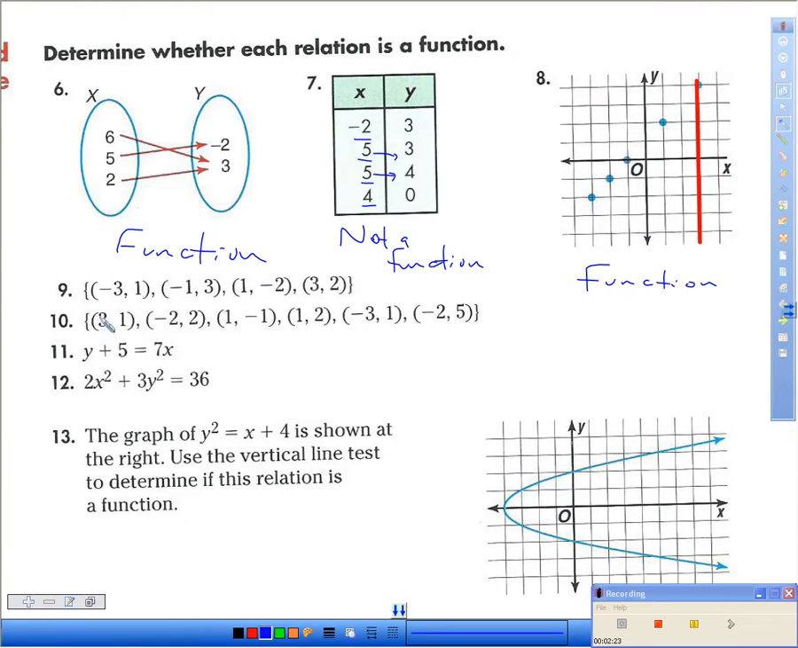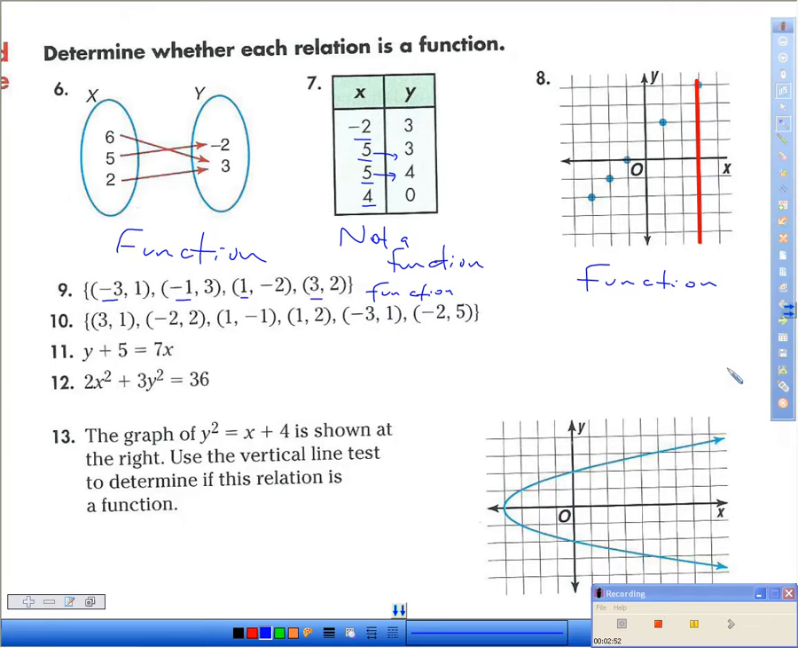On 9 and 10, instead of being given a table or a graph or a mapping diagram like this, we have just a relation written out for us. So again, we need to analyze the x values and see if any of them are being repeated. Well, we have -3, -1, 1, 3. None of the x's repeat, so number 9 is a function. We would do the same thing on number 10.